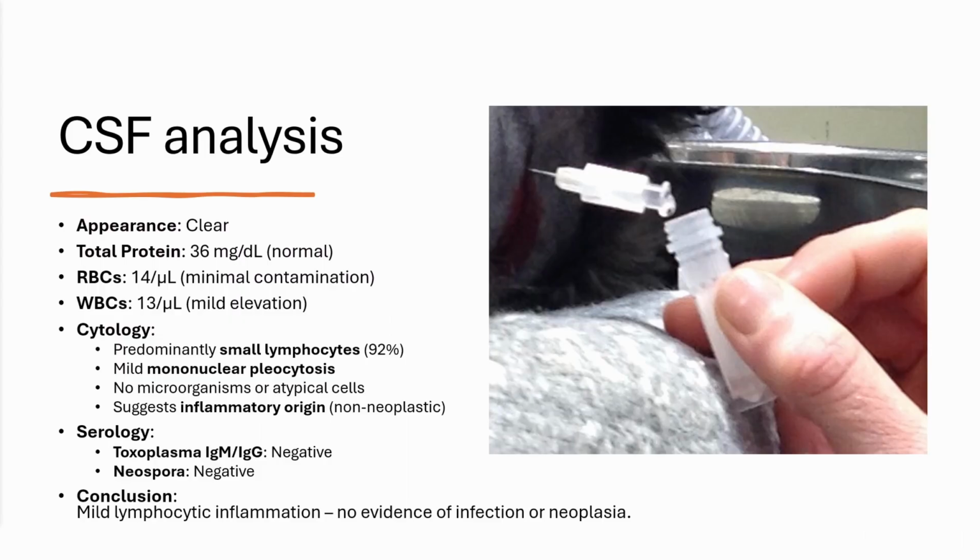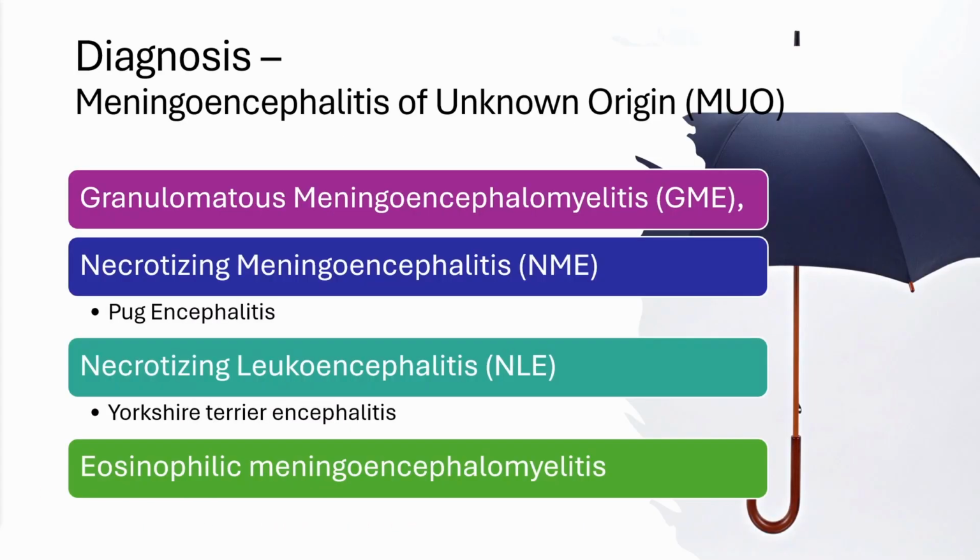So we did a CSF analysis in our guy, and the CSF was taken from a lumbar puncture because of the Chiari malformation and the syringomyelia. So the protein is normal for a lumbar puncture. A little bit of contamination, quite common in lumbar punctures. A mild elevation of the white blood cells, and we saw a mononuclear pleocytosis there. It was negative for infectious diseases. And so the working diagnosis in this guy was a meningoencephalomyelitis of unknown origin, or an MUO.